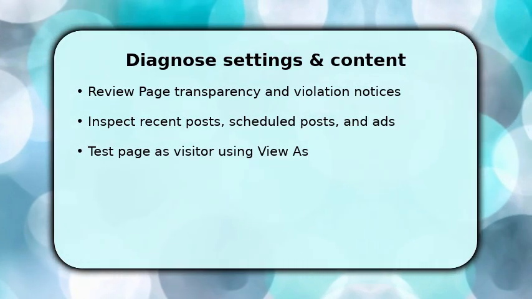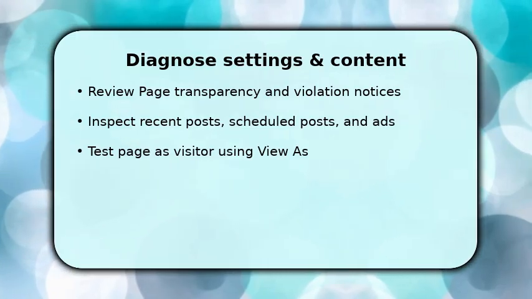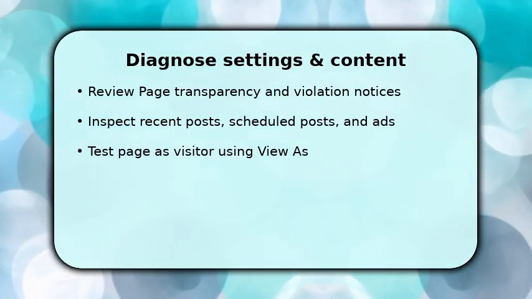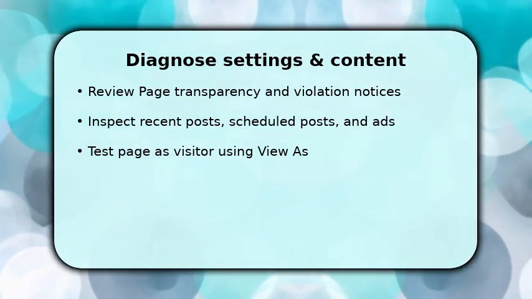Also check linked apps and tag approvals. Sometimes third-party integrations break publishing. Make targeted adjustments after each test so you know which one fixed it.